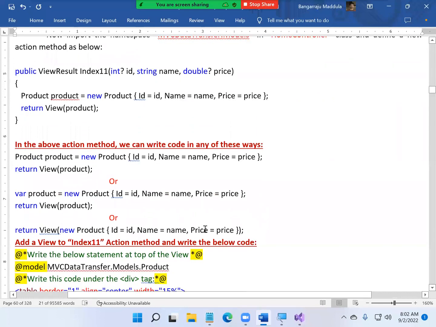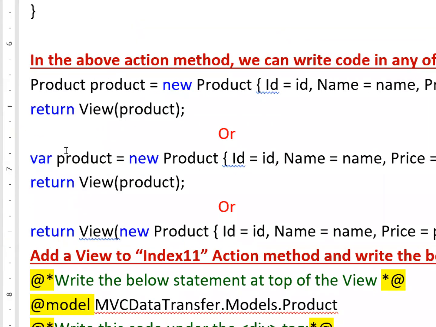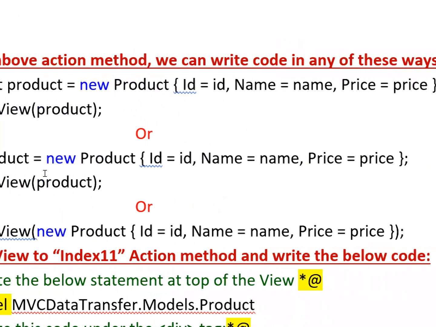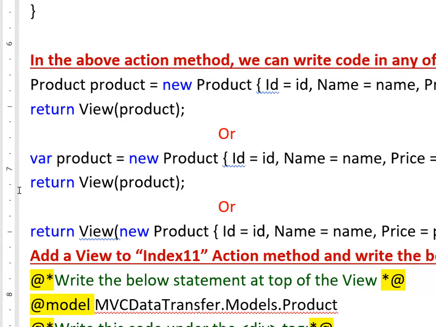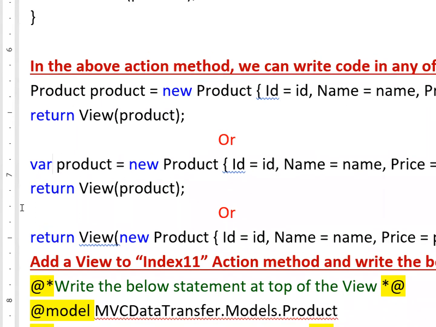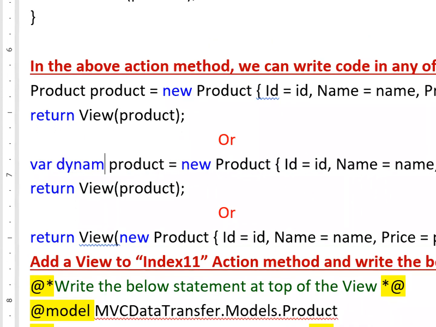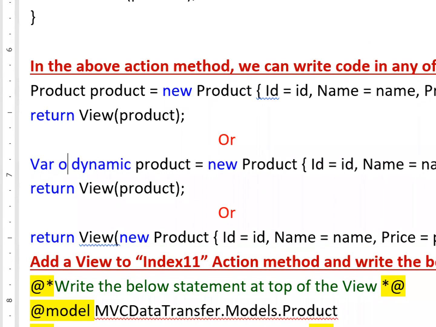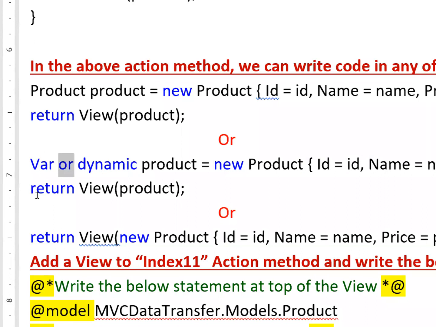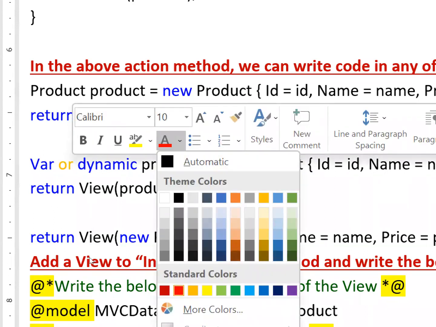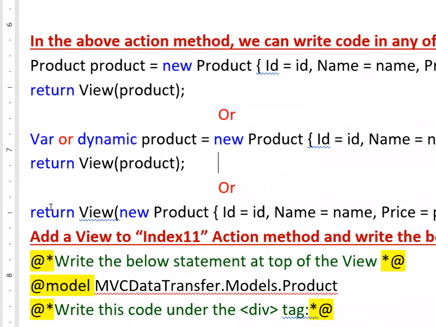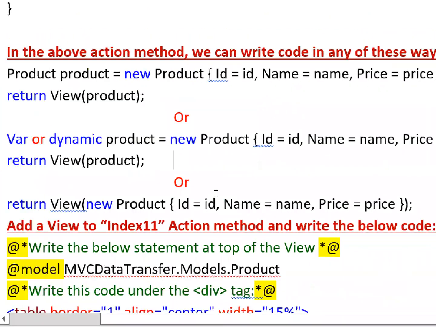You can see I have printed everything in the code. In the above action method, we can write code in any of the ways: option 1, option 2, and option 3. I did not say dynamic, but in the place of var you can also use dynamic. Anything works in this case. Var or dynamic product is equal to, that is also possible.